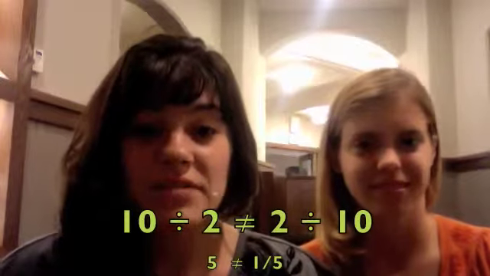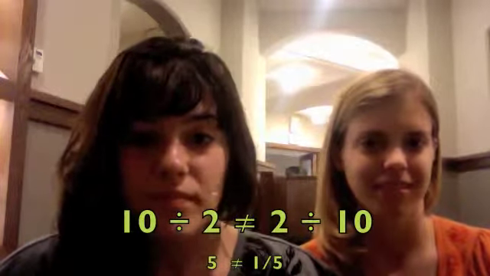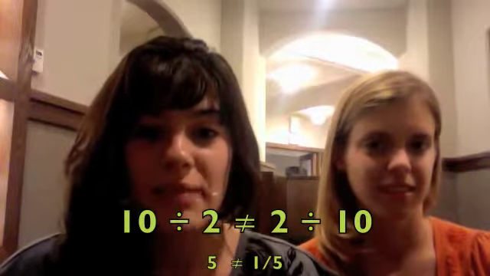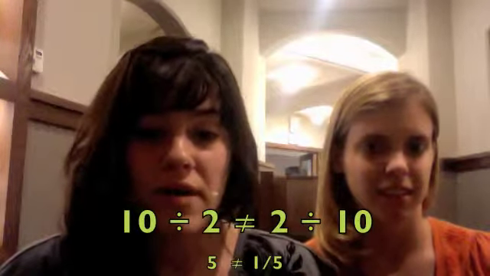5 minus 4 does not equal 4 minus 5, because 5 minus 4 is 1, and 4 minus 5 is negative 1. Similarly, division does not follow the commutative property. If you have 10 divided by 2, the answer is 5. Whereas if you have 2 divided by 10, the answer is 1/5. And those are obviously not equal, therefore division is not following the commutative property.